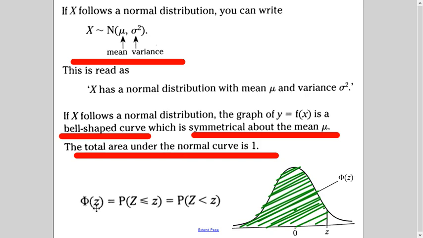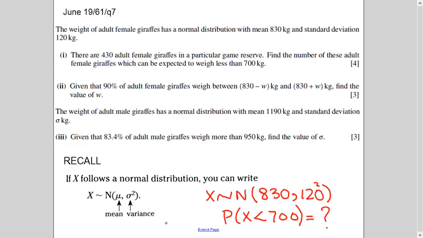And when it is written phi z, it means probability of Z less than z. There's no difference between less than and less than or equal to when we're talking about normal distribution, because there is no area under a line. So that's why whenever it is phi z, we mention it as probability of Z less than z. Okay. So let's see the question.